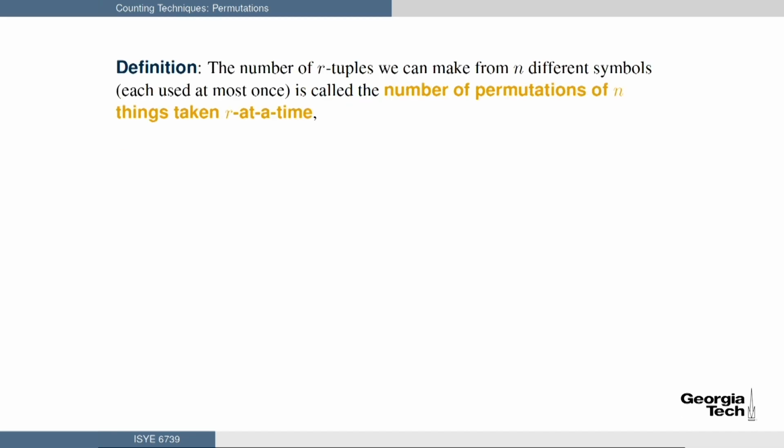The number of r-tuples that we can make from n different symbols, each used at most once, is called the number of permutations of n things taken r at a time. That's a little bit more general than on the last slide, where we took things n at a time. Here's some notation. It's a definition, and it's also something I have to prove. But the number of permutations of n things taken r at a time is represented as P sub n r, P(n,r), and we will see, or you can just believe, that it's defined as n factorial over n minus r factorial.